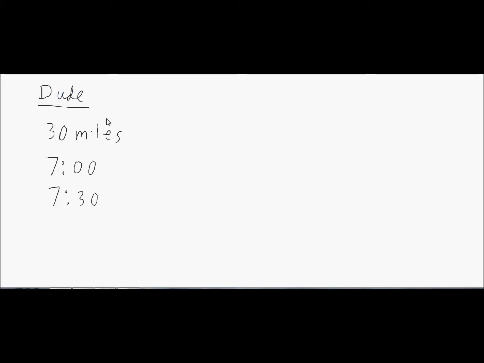So, Dude gets up, gets showered, brushes his teeth, probably eats something because he's a healthy kid and wants to have a good start to the day. Gets all his stuff together, gets in his car and leaves at 7, and ends up at school at exactly 7:30. What can we say about Dude's speed?